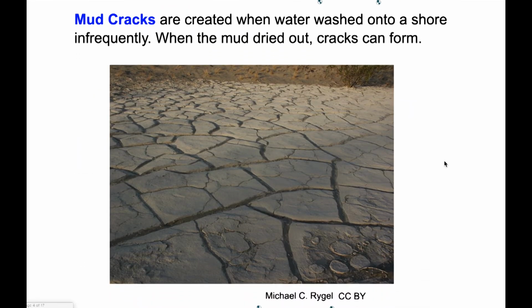Next up are mud cracks. Mud cracks are created when water, which is washed onto a shore pretty infrequently, dries out the mud, and so cracks will form. We'll see this regularly in a field that's just had a downpour, and then it really dries out quickly. The mud will typically crack apart.